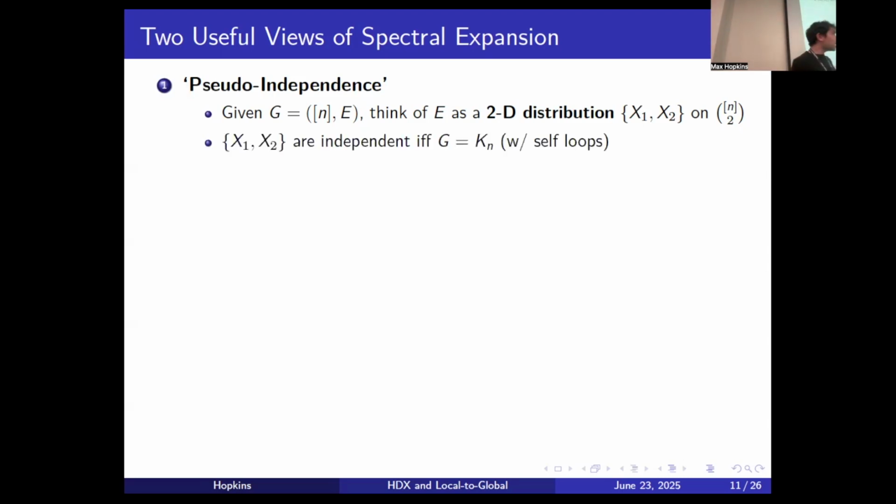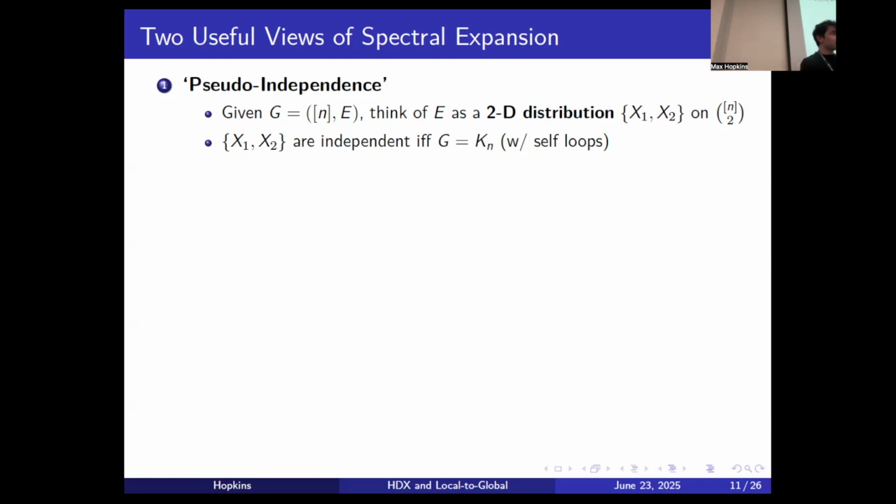How do we think about independence? Well, in this model, it's not hard to see that the variables x1 and x2, this joint distribution generated by edges, are independent up to self loops if and only if this graph is complete. This is saying that for any particular value of x1, I should have all possible values of x2 remaining. What does that mean in this picture? It means I have all possible edges left, and that means I'm the complete graph. So here, independence is the same as being complete, same as being K_n.